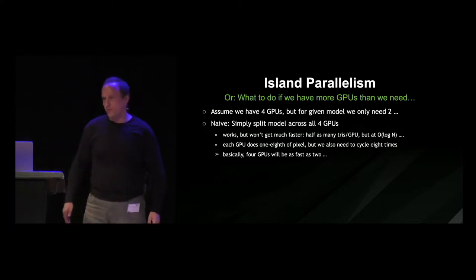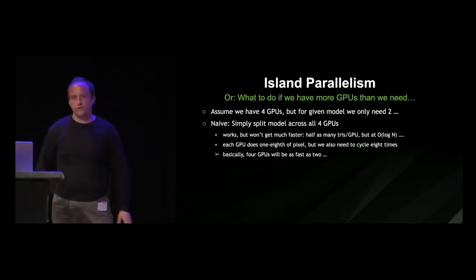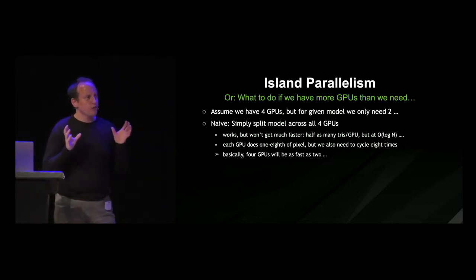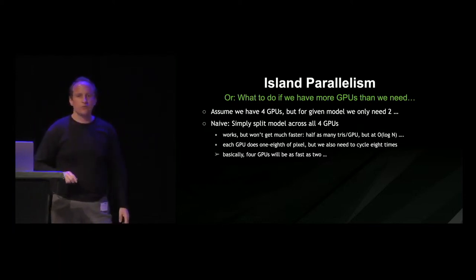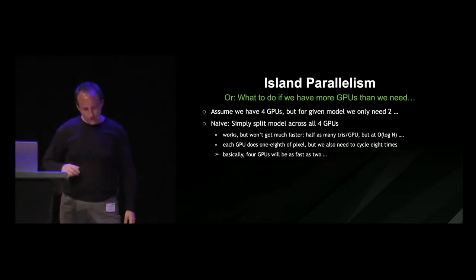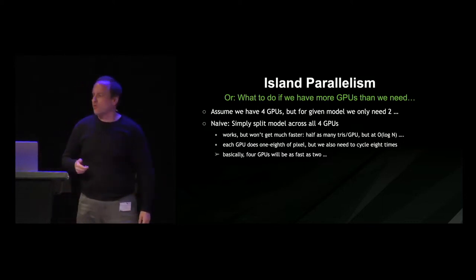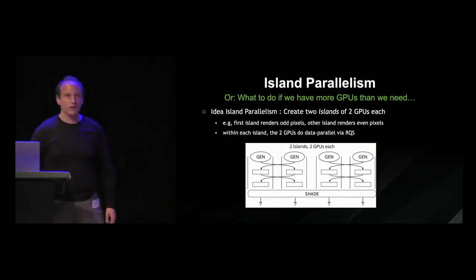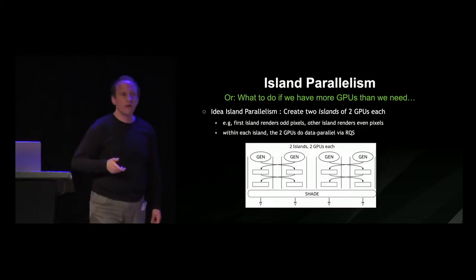So what we do instead we call island parallelism. When we have 4 GPUs available and the data fits on 2 GPUs, we just replicate the data and put the copy on the 2 other available GPUs. Still, each GPU creates a quarter of all the rays.